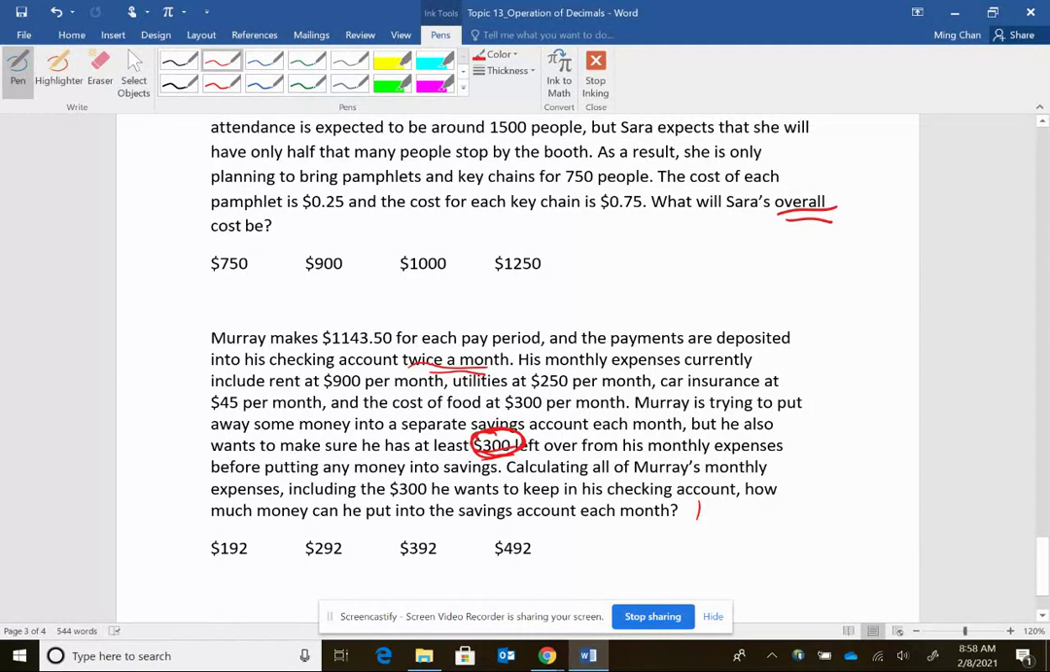So as you can see, with some of these multi-step word problems, you just have to think about how one sentence, how one piece of information relates to the next. Okay, then you can figure out exactly what the question is asking, and how to approach the problem.